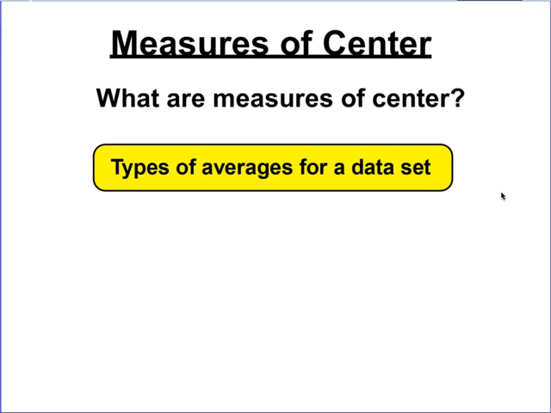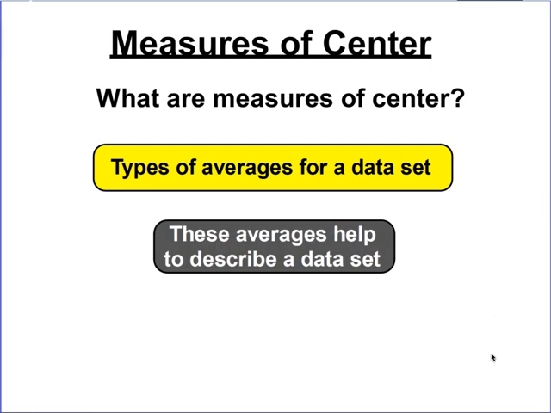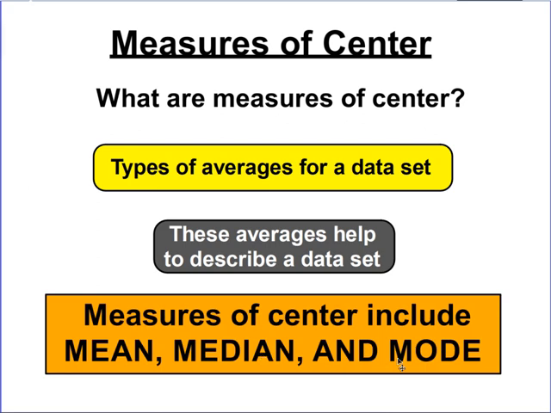Well, measures of center are averages for a data set. So if you have a large set of values and you want to describe them in a concise way, or a short way, you can use a measure of center to do that. So the different types of measures of center are mean, median, and mode.